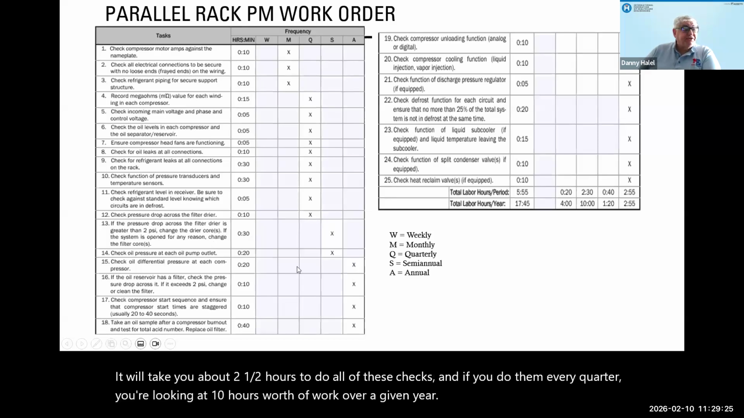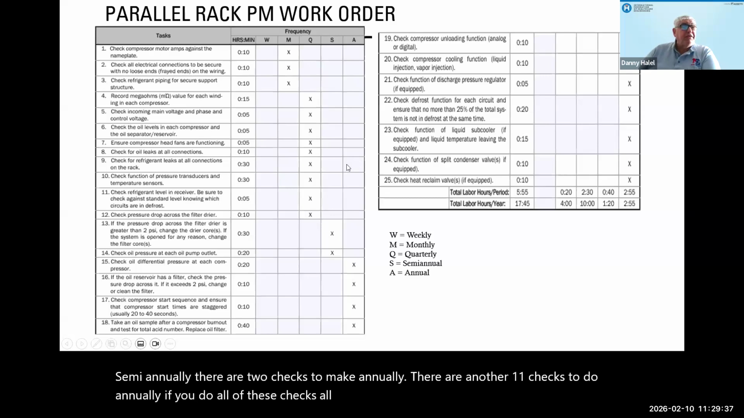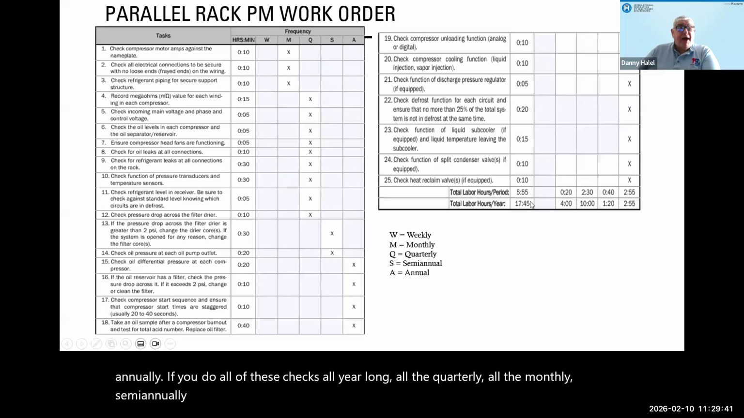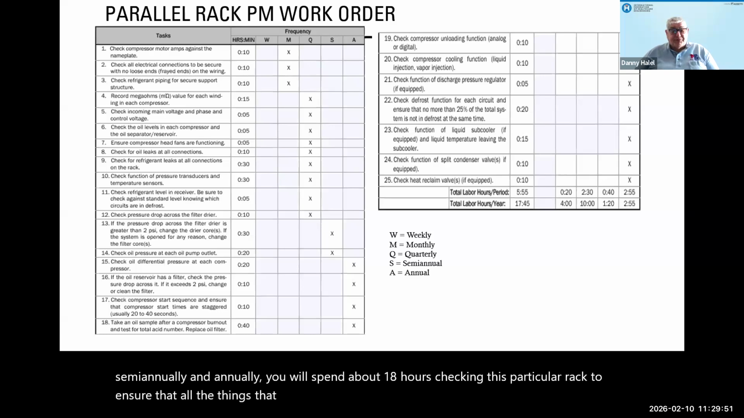Semi-annually, there are 2 checks to make. Annually, there are another 11 checks to do annually. If you do all of these checks all year long, all the quarterly, all the monthly, semi-annually, and annually, you will spend about 18 hours checking this particular rack to ensure that all the things that are running in your system are running the way they're supposed to.